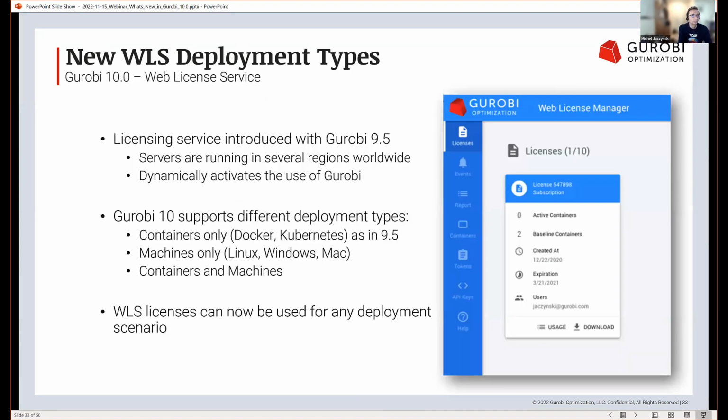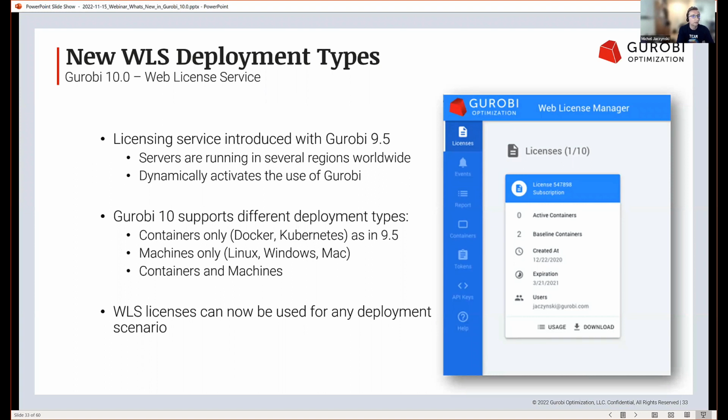Then the second item I want to cover is the improvement that we made on our web license service. The web license service was introduced with Gurobi 9.5. We have servers all over the world running, and when you want to use Gurobi software, it connects to the servers and automatically activates Gurobi depending on your license type and capability. So it's very easy to use because you have nothing to install, and it runs in different types of environments.